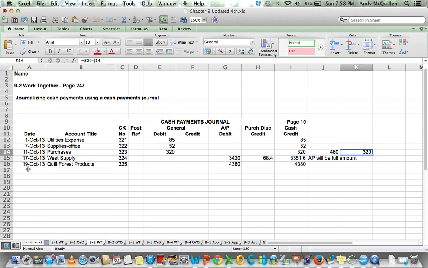And then the last one, it's basically the same thing, except we don't get a discount on it. Quill Forest products covering purchase invoice 182, 4380, no discount offered. Okay, Quill Forest products 4380, 4380. And that is 9-1 and 9-2.